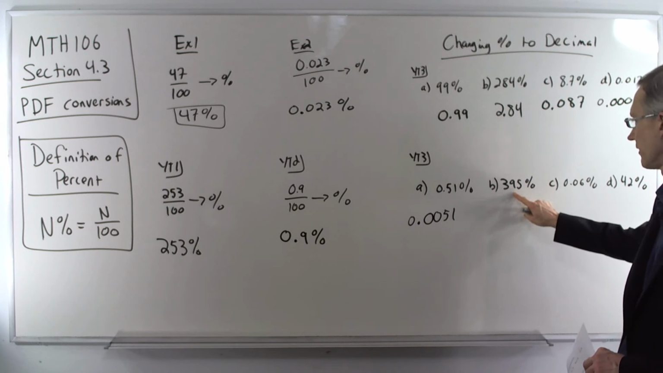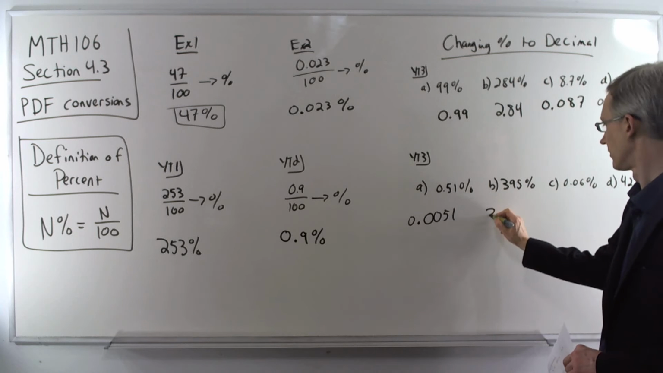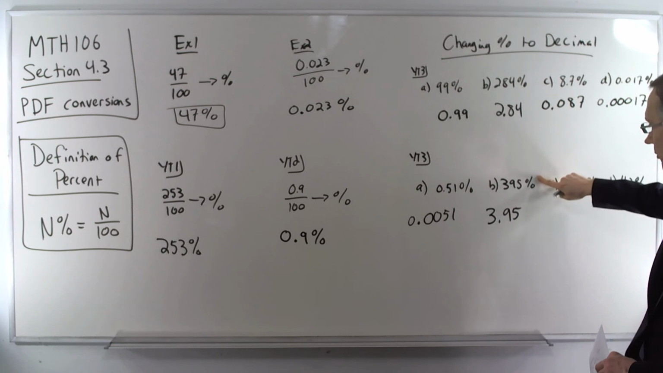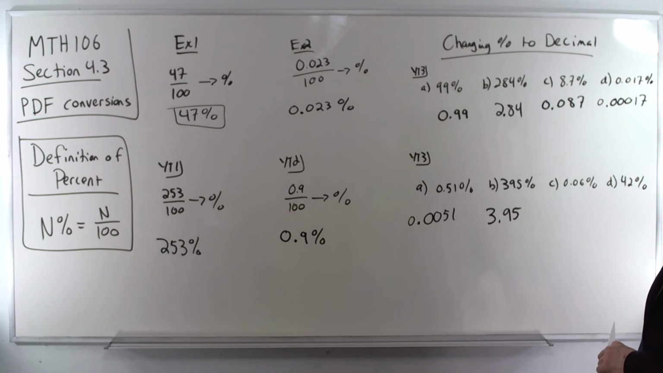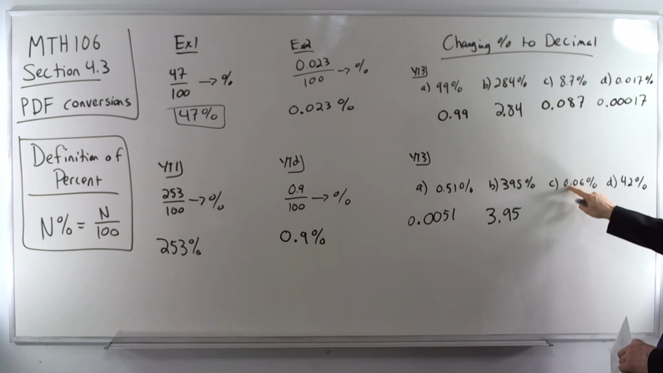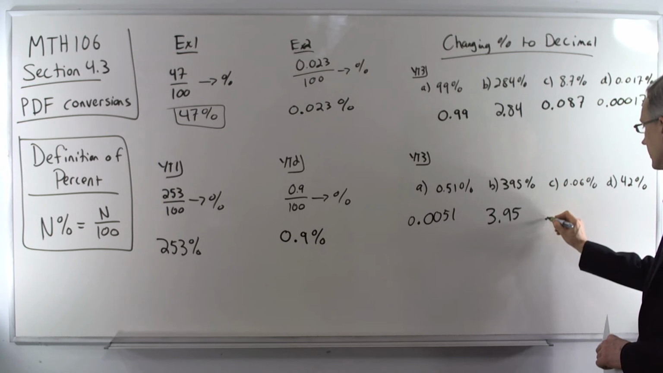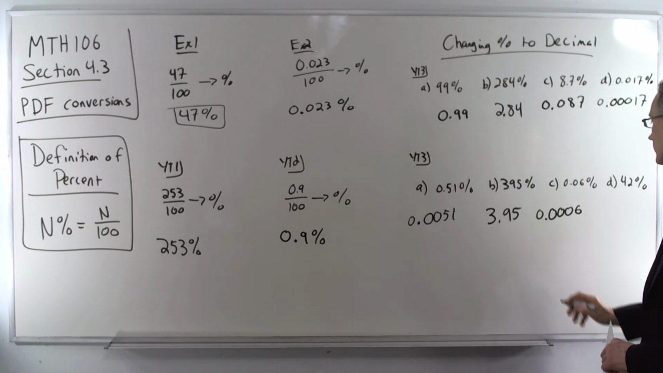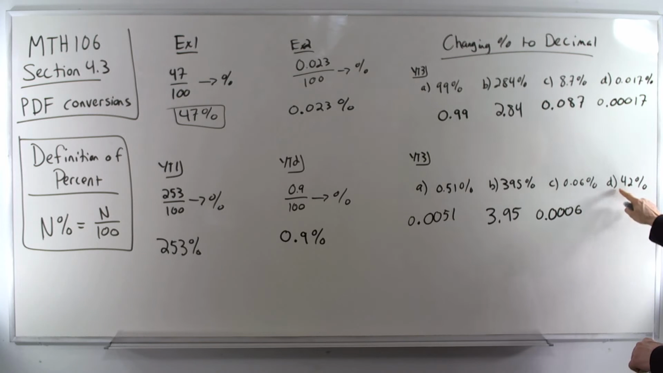395%, we'll move 2 to the left to get 3.95. Again, percentage greater than 100 gets us a number greater than 1. 0.06%. So we have 1 0, it's going to turn into 3 zeros. 0.0006. And then 42%, we're starting to the right of the 2, go 2 to the left, we get 0.42.